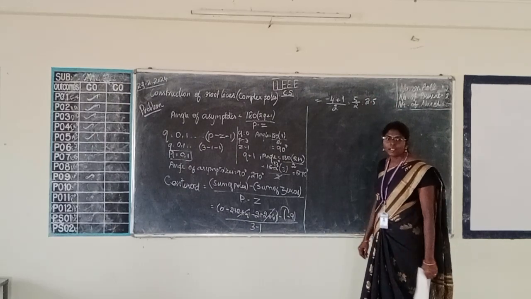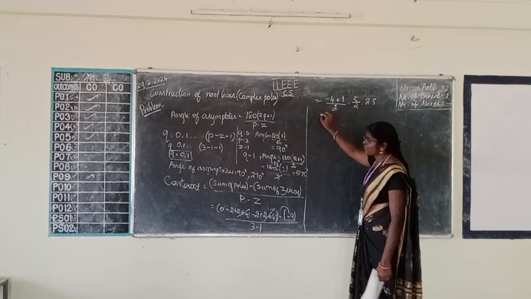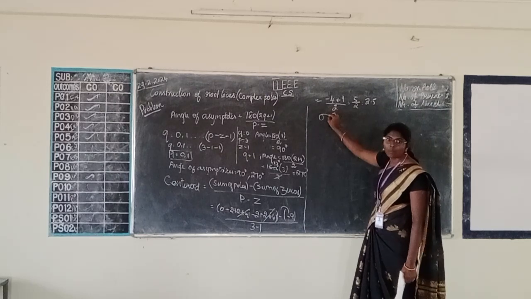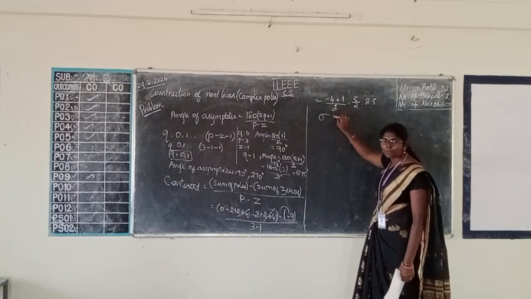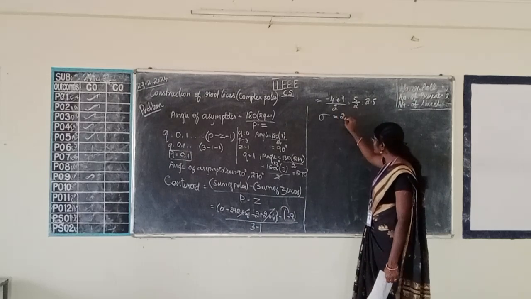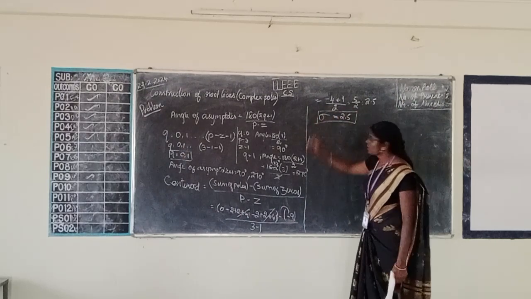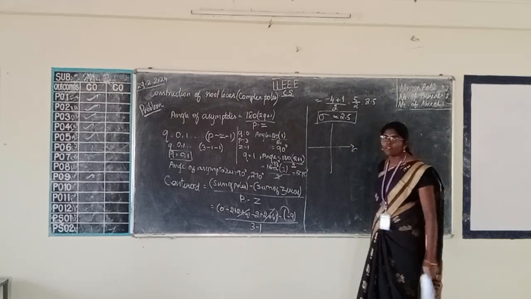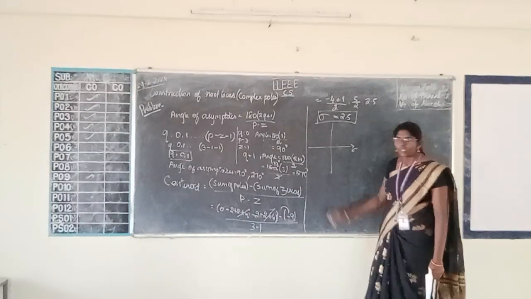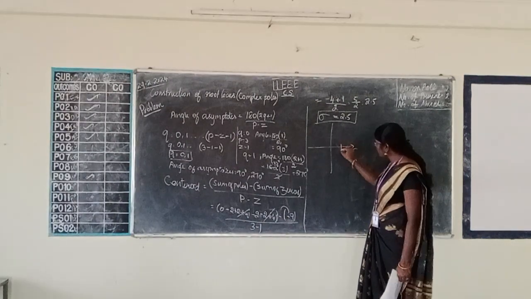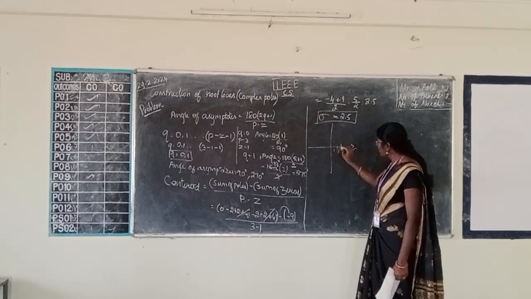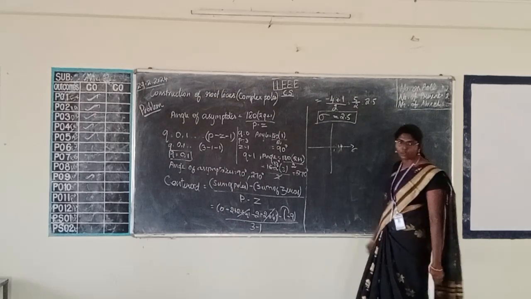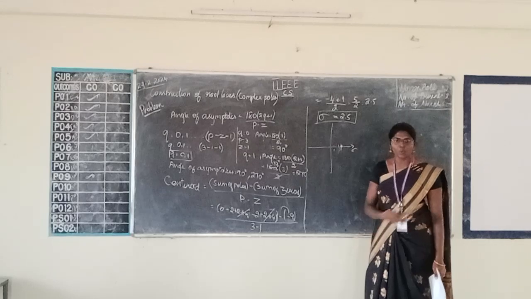So what is our centroid? 2.5. The centroid lies on the real axis, which is represented as sigma. So the centroid is represented by the symbol sigma, and sigma is 2.5. Clear? Now in your graph sheet, where does 2.5 come in sigma? On the real axis, positive side. If this is 1 and this is 2, then 2.5 is here. So the centroid is at 2.5.